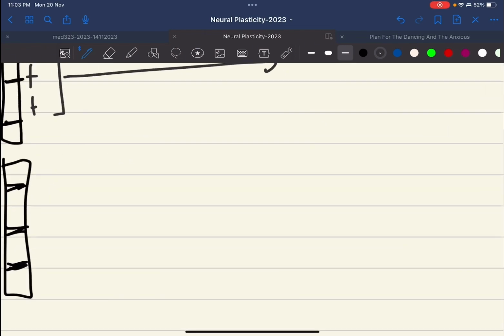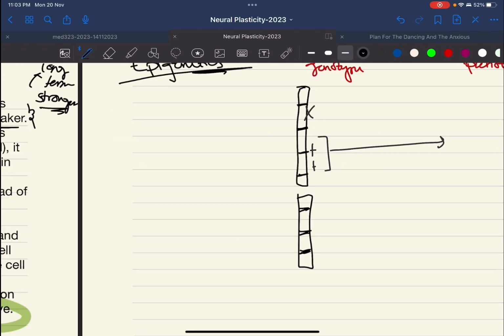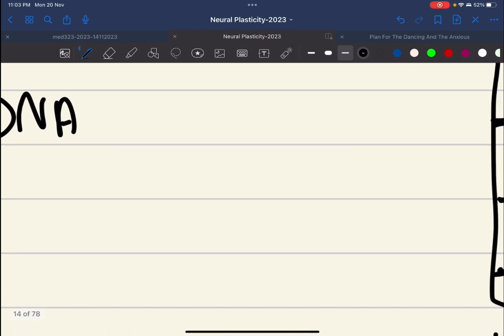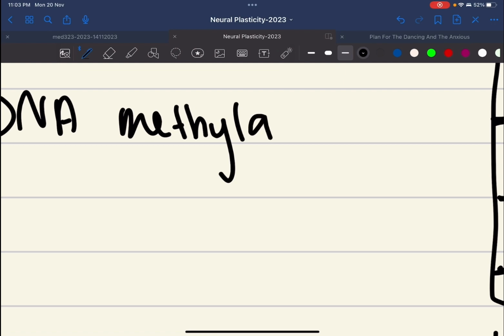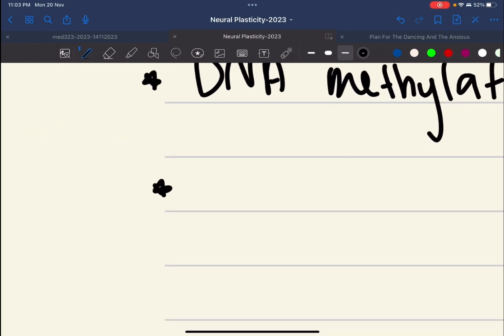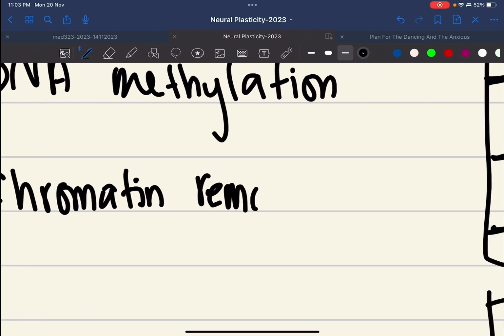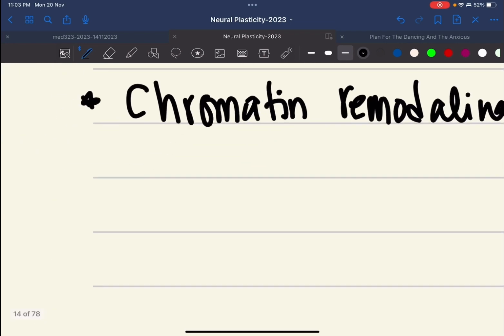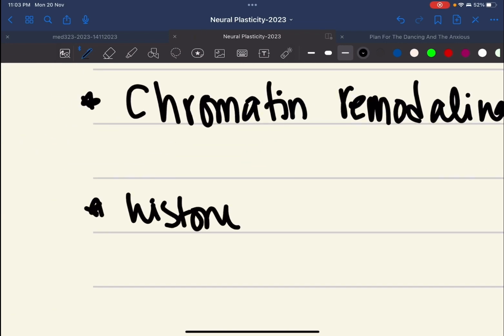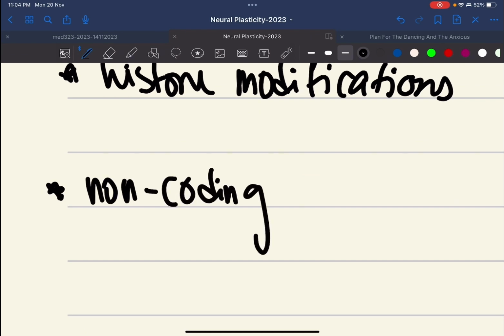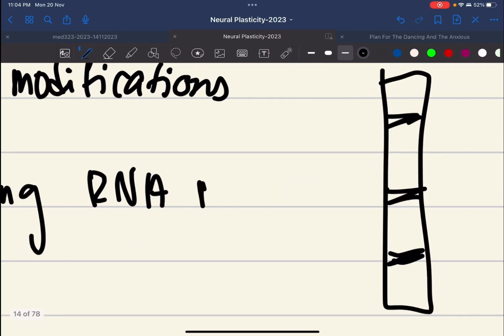So what are the mechanisms that fall under epigenetics? We have DNA methylation, which is adding a methyl group to DNA. Again, these are not gone into detail in the lecture, so I don't think you're supposed to know them, but in your free time, absolutely go in and research them. Chromatin remodeling, and I feel like most of these are pretty self-explanatory. Histone modifications, and non-coding RNA mechanisms.